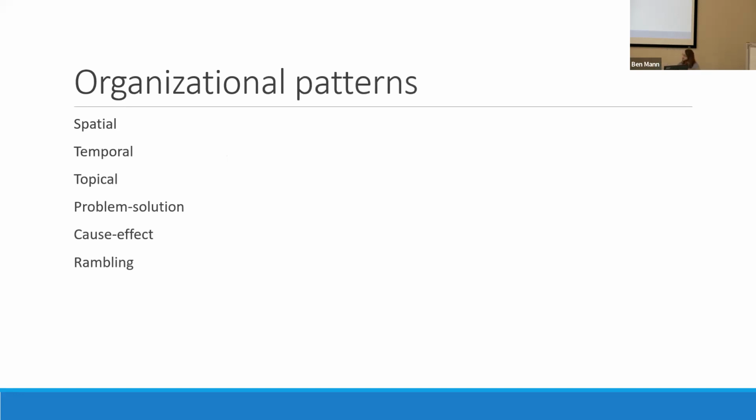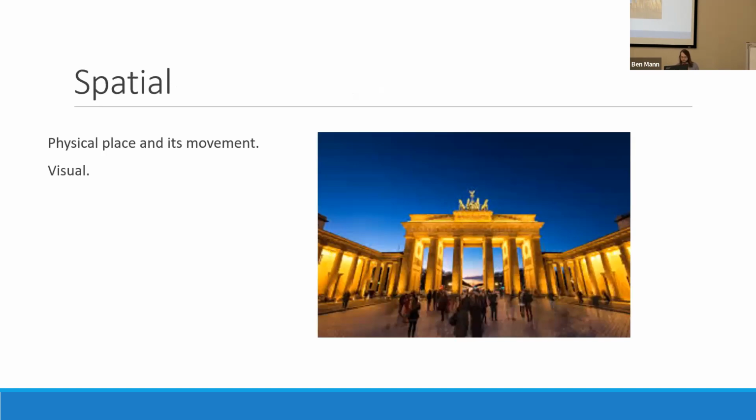So there are different patterns of organization that you can use, which are spatial, temporal, topical, problem solution, cause effect, and rambling. And you might be using one of these formats for your introduction speech, but as we get into later speeches in the class, like the informative or persuasive speech, you might start to find that there's a different organizational structure that works better in that context. So these different ways of organizing are really useful as you're taking that material that you've learned from your partner and really putting it into the content of your speech.